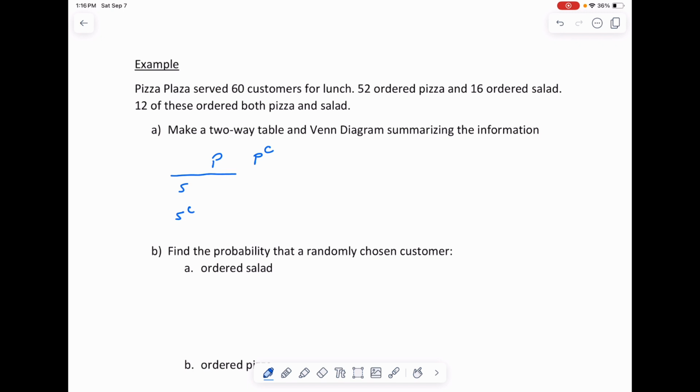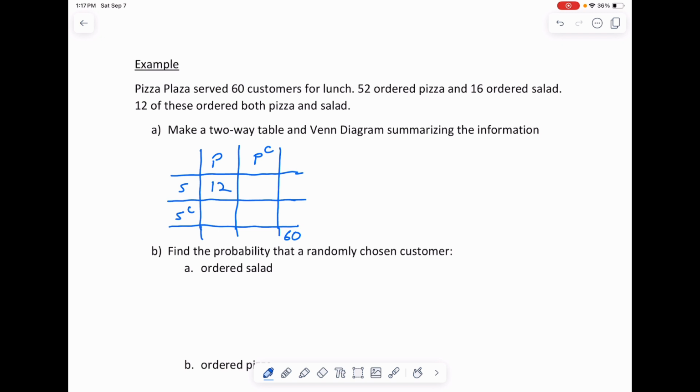So we get this table because some of those people did both and some of them did neither. I'm going to extend this table a bit and make some totals here to see how this all works out. We know that there's a total of 60, so the total of the table has to be 60. 52 ordered pizza and 16 ordered salad. 12 of these ordered both, so the cross-section of pizza and salad is 12.